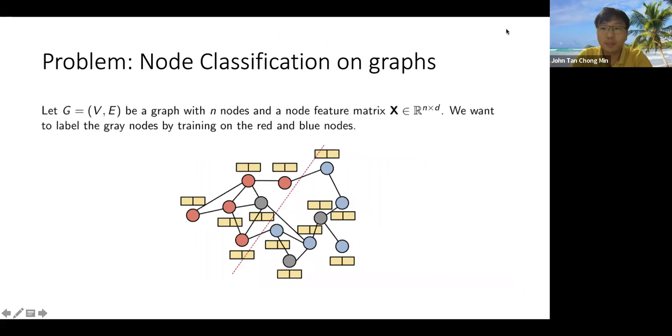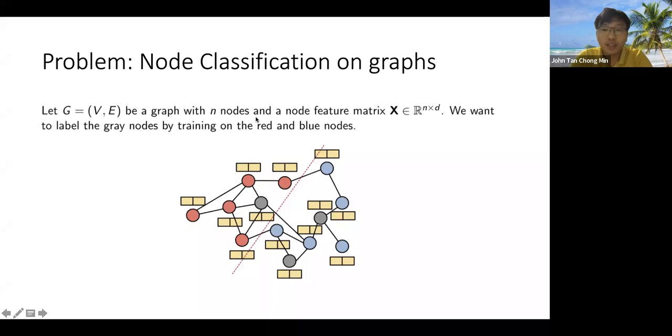All right, so what is the problem that we are trying to tackle today? The problem is actually a very simple one. Graph neural networks are used for many different use cases. Later I'll explain some of the different use cases. But for today, the main thing will be node classification.